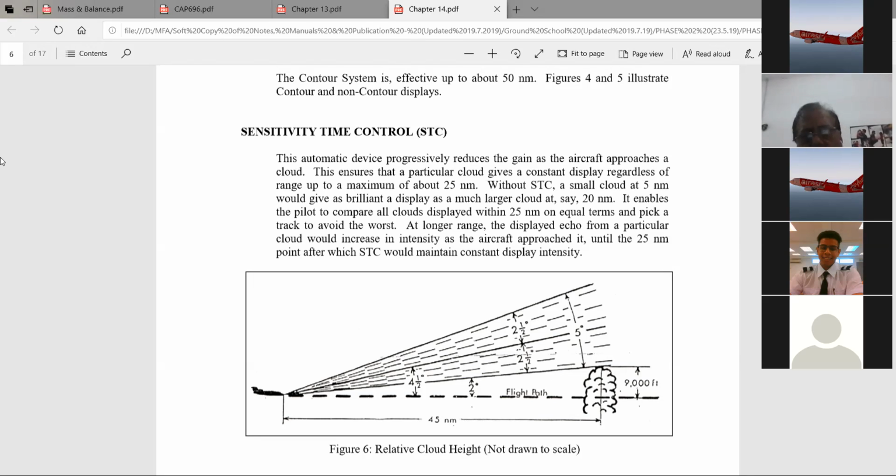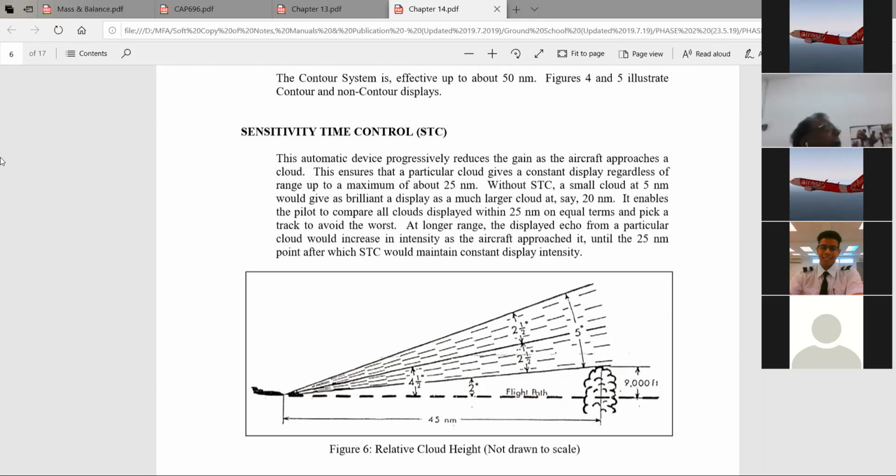Next, obviously, the most important aspect of the weather radar that we are going to discuss now is finding the height of the cloud. Finding the height of the top of the cloud. Are you ready now?